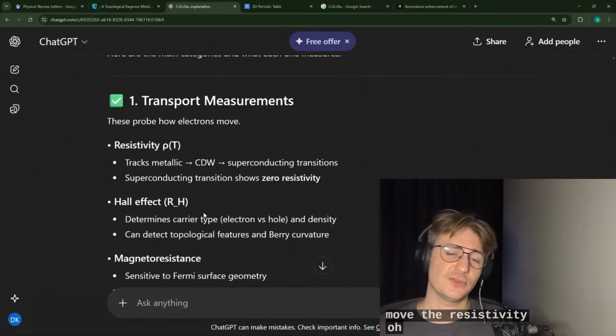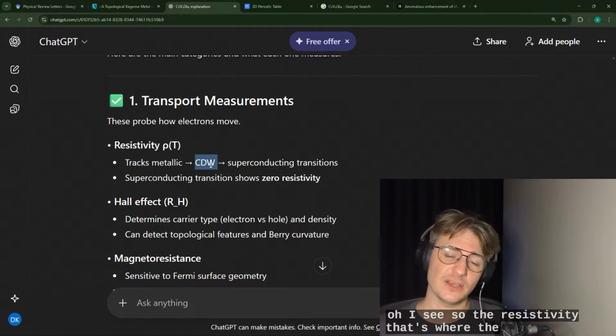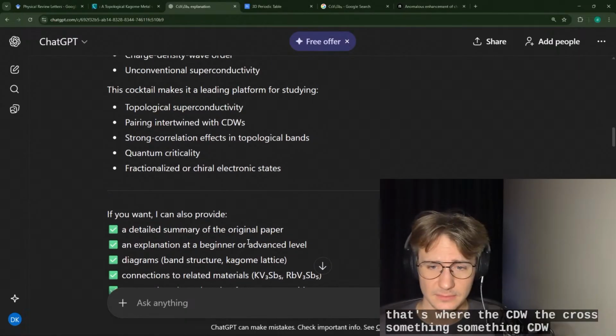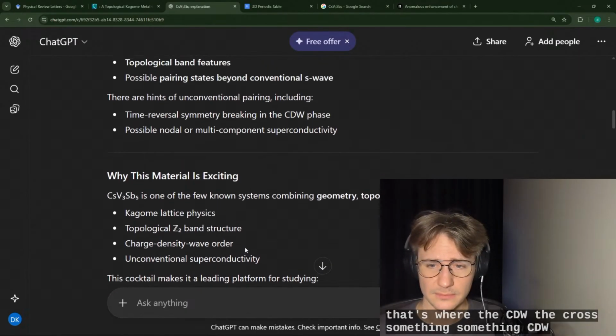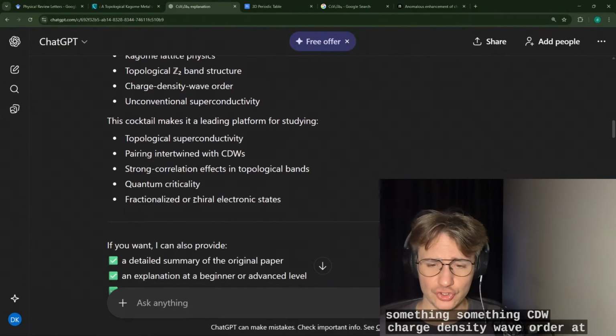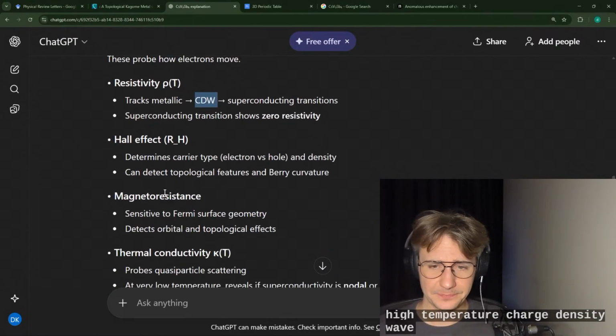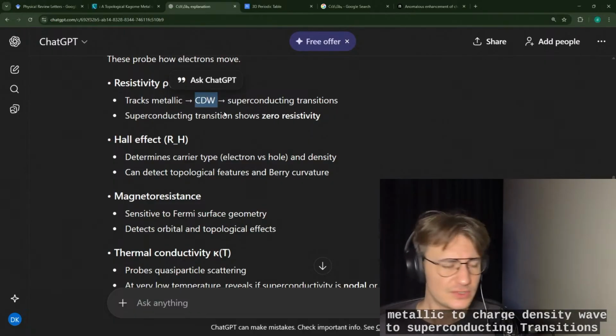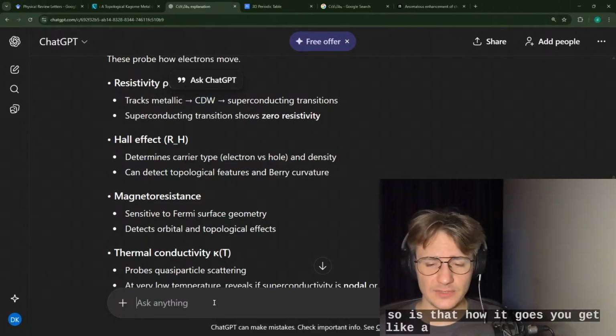Oh, I see. So the resistivity, that's where the CDW, the cross something something, CDW. Charge density wave order at high temperature. Charge density wave. Metallic to charge density wave to superconducting transitions. So is that how it goes? You get like a charge density wave formation?